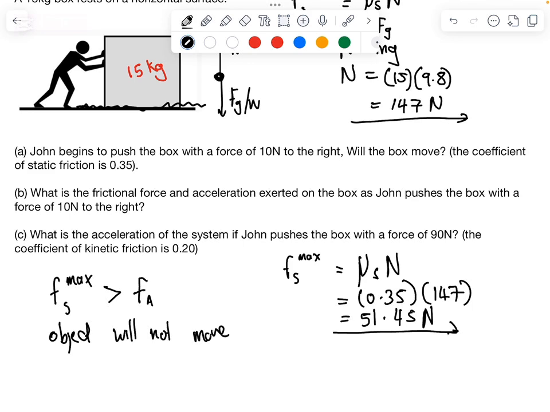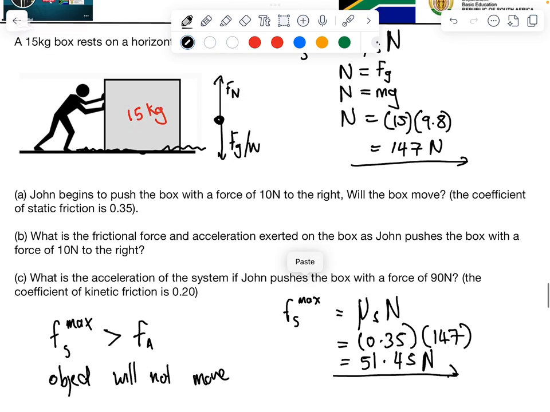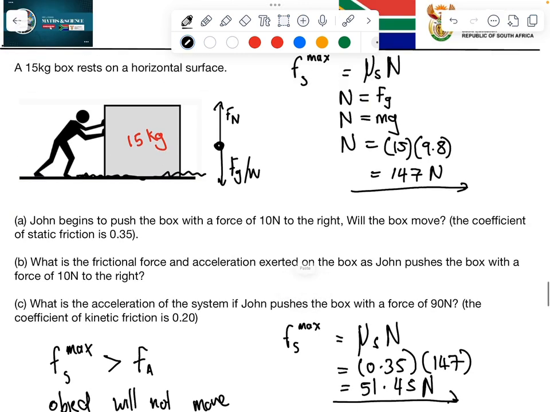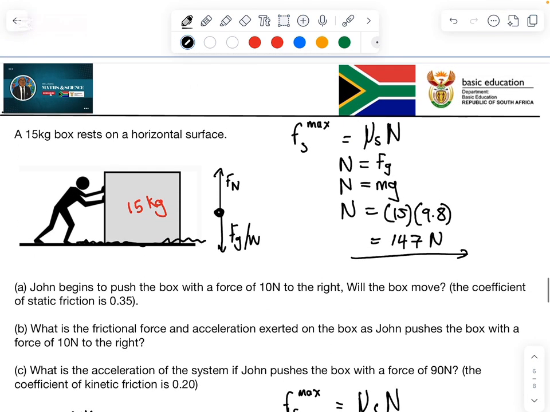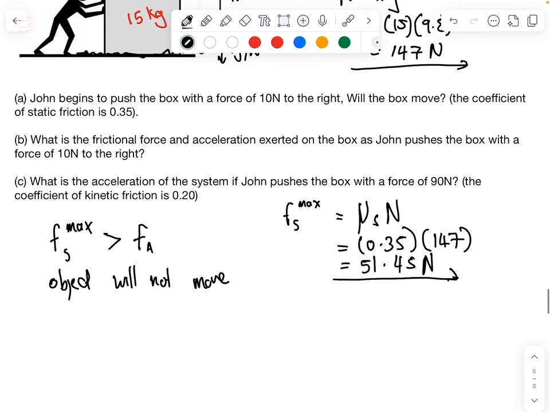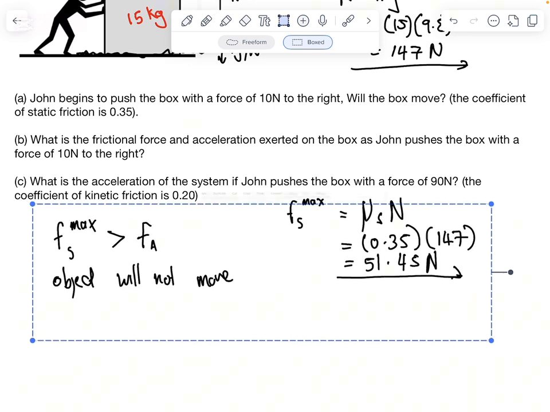Okay. Now moving on to B. Before I go to B, I think I need to erase maybe here. I'll just erase this.